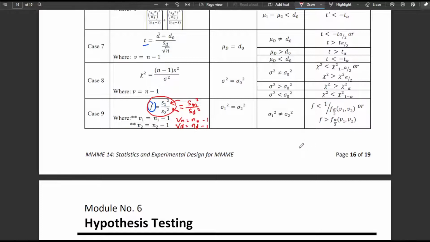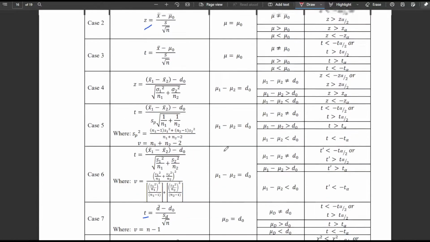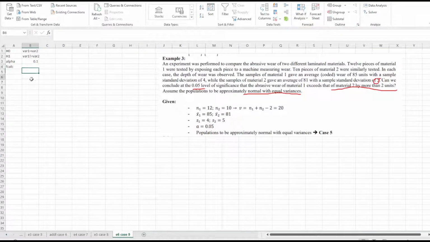Okay, so let's try to do this. Let's set fcalc equal to var1 over var2. Our variance 1 is given as 4, so that's 4 squared is 16, over 5 squared, which is 25. Okay, so we'll use material 1 as the numerator and material 2 as the denominator. Okay, so this is our fcalc value.